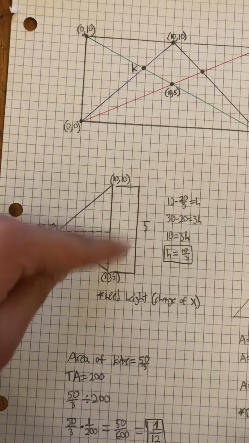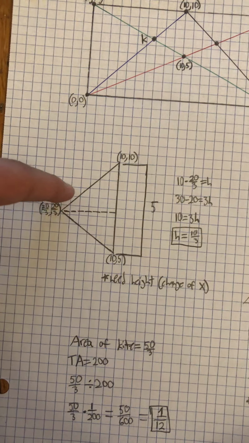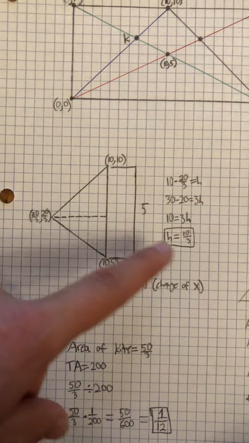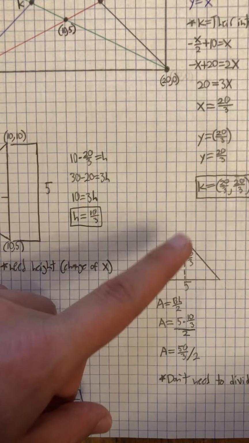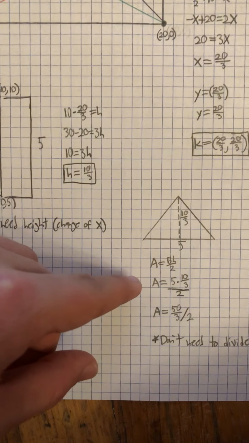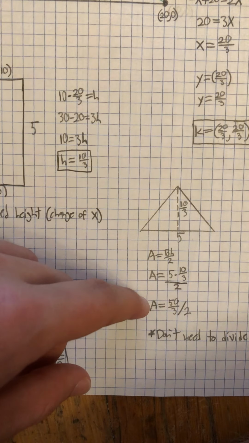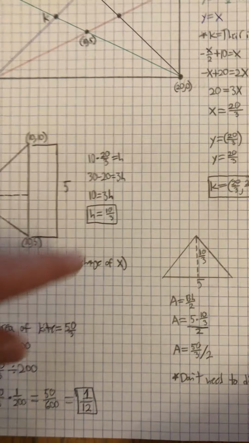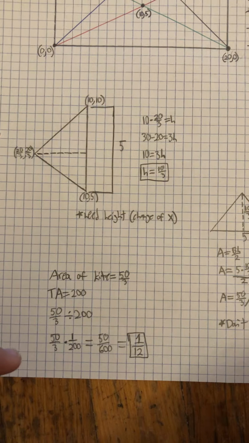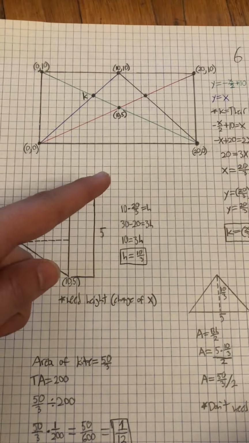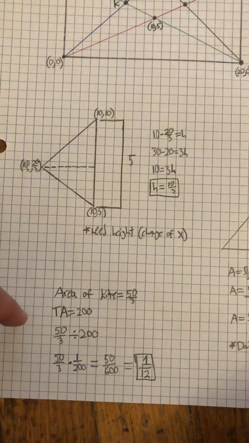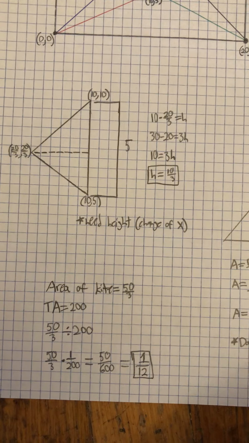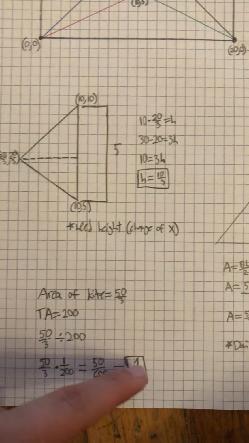We know the base is, again, 5. We solve for the height, which is the change of x. So I did 10, which is this x, minus 20/3. The height's 10/3. So I drew the triangle, height 10/3, base 5. You get 50/3 divided by 2, but we don't need to divide by 2 because we have 2 of the triangles, same situation. So the total area of the kite is 50/3, and the total area of the square is 200, because 20 by 10. You do 50/3 divided by 200. You keep, switch, flip. You get 50/600, which can reduce down to 1/12.